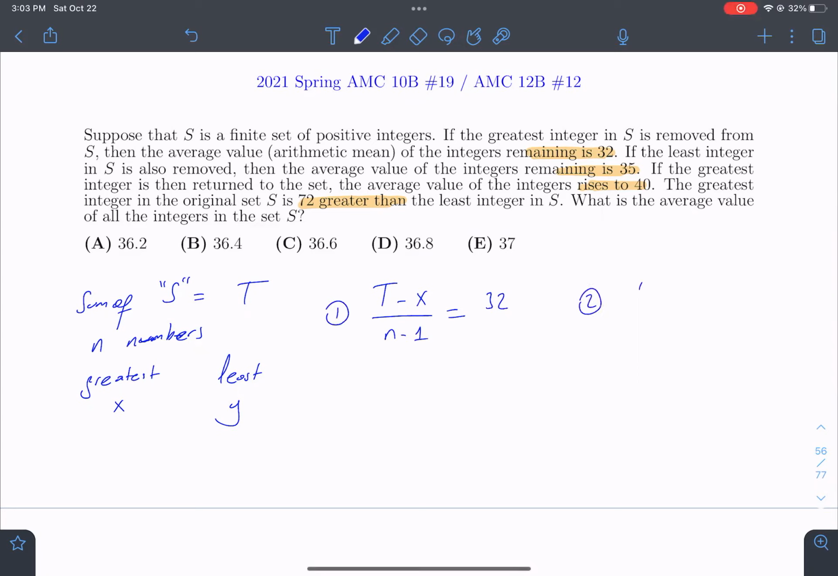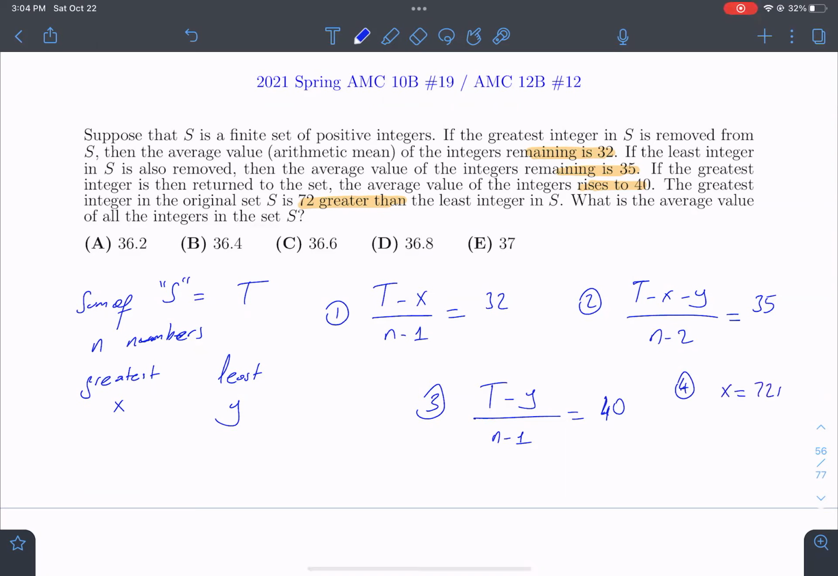The second equation: we also remove the least integer, therefore we are dividing by n minus 2, and the average value is 35. Later, we return the greatest integer, so we have T minus y divided by n minus 1. This time the average is 40. And number 4: the greatest integer is 72 more than the least integer. We are looking for the average, T divided by n. We have to find T and we have to find n.